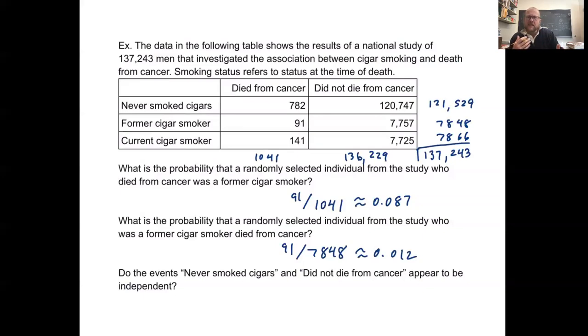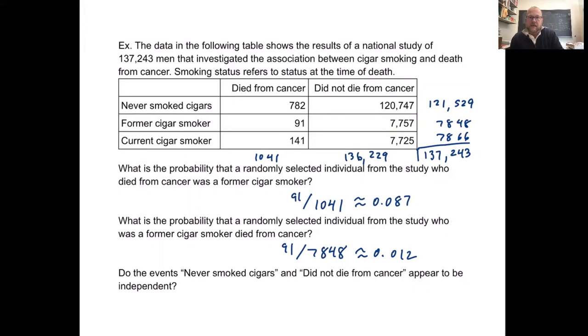So notice that means there is a lot smaller probability coming out for the second one. And so we have to see that these things are different. In both cases, you're taking the intersection to get the numerator, but then your denominator is determined by which thing you knew about them first. If, on the other hand, you were just asked what's the probability that somebody selected at random was a former cigar smoker and died from cancer, you'd say 91 out of that 137,243. So different things depending on what the purpose is here.